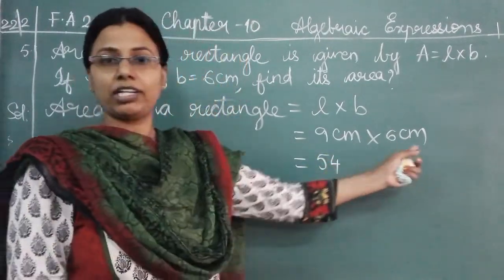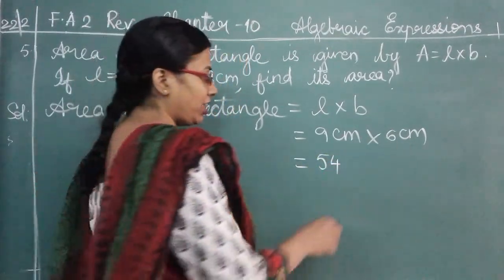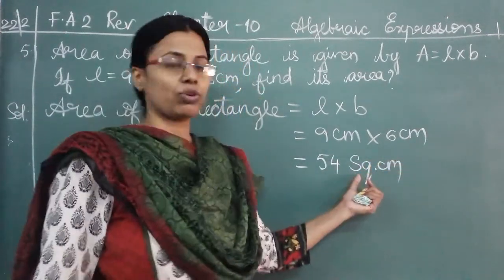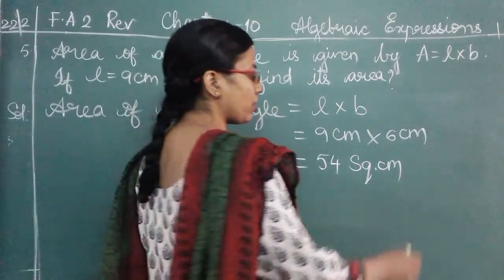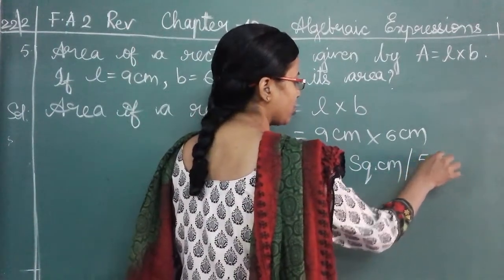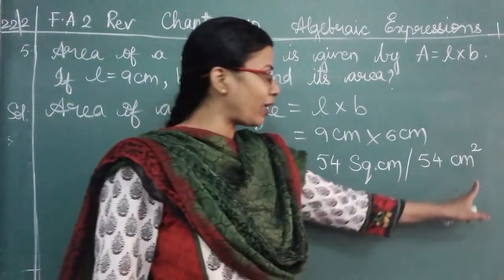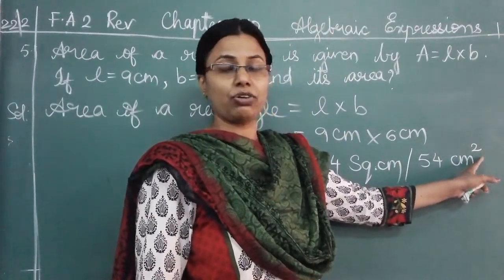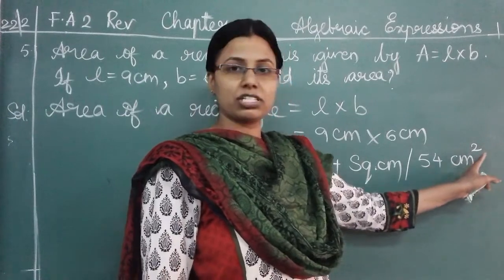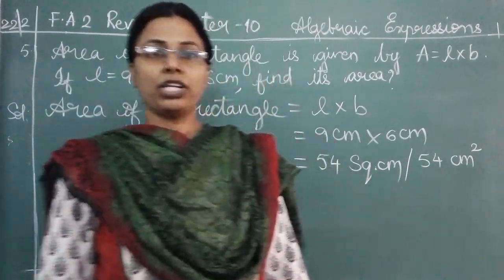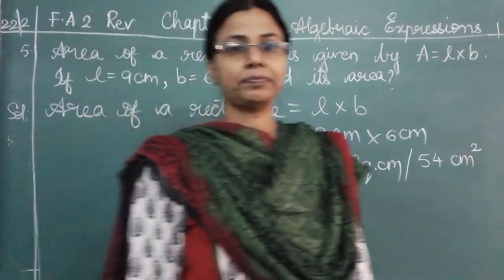Centimeter into centimeter is square centimeters. Square centimeters you can write like this: sq is square centimeter, or you can even write this as 54 centimeters square. Okay, square like this, exponent we write now. Same way you can write centimeter square. Anything is correct. Understood this? Copy in your homework books, children.